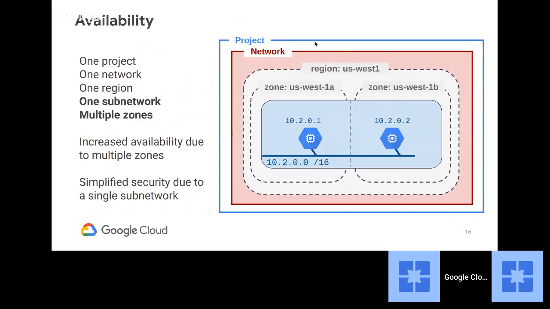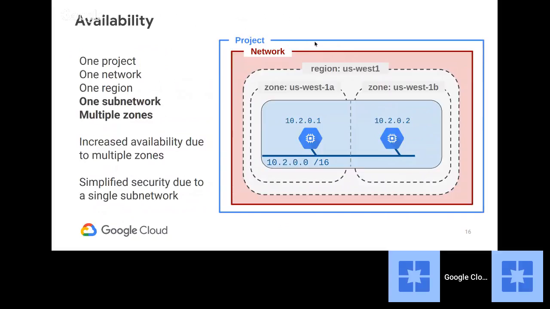As you allocate the virtual machines into the different zones, what you get out of that is fault isolation, and it increases the availability of that service. So if something was to happen to US West 1B, the service is still available because it's been deployed in US West 1A.